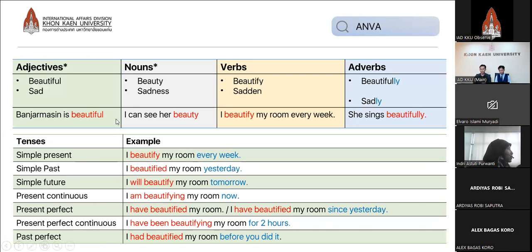So the elements: adjectives, nouns, verbs, and adverbs. I think Indonesian students have known this one, and I've shared it with you here. The most important thing when we want to use adjectives, nouns, verbs, or adverbs is basically that you just need to remember them one by one. But I will give you a summary.